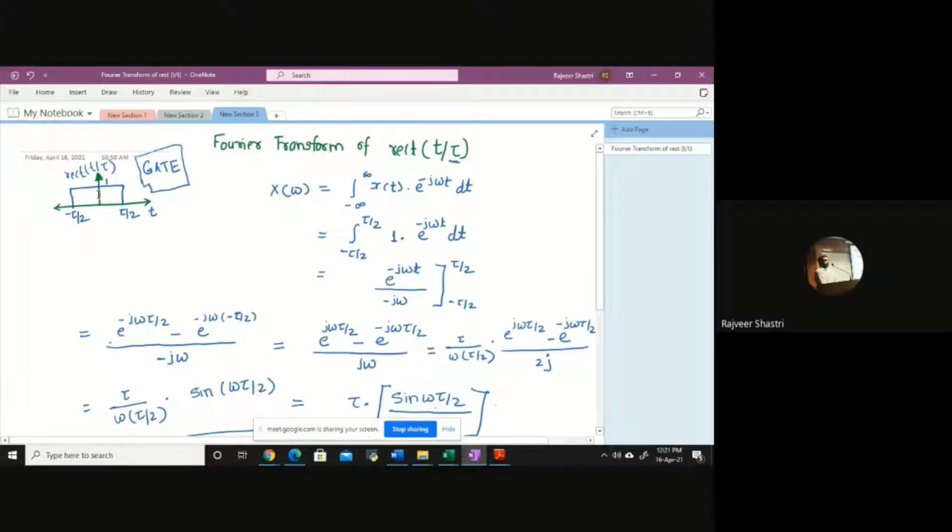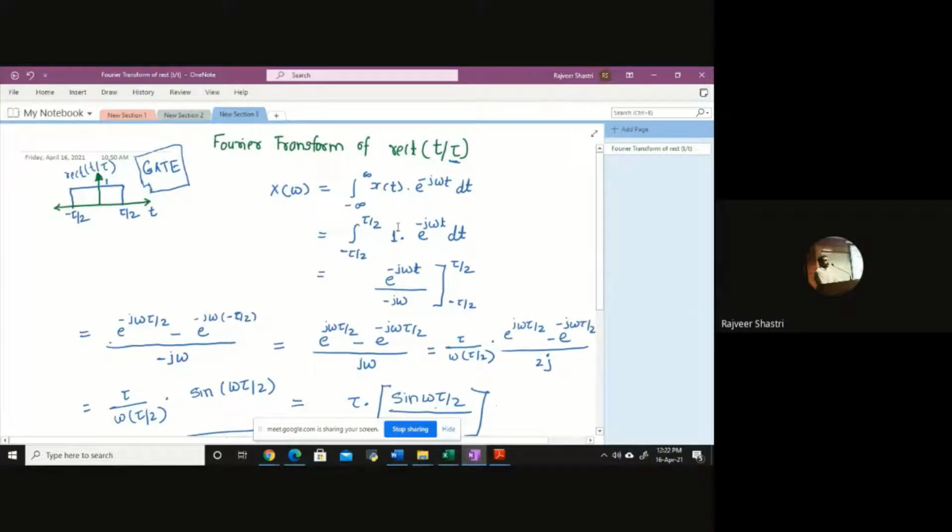So, the Fourier transform of a gate function or a rectangular function. Let's see. Write down the formula for the Fourier transform. X of omega is equal to the integral from minus infinity to infinity of x of t e to the power minus j omega t dt. But this x of t exists only between minus tau by 2 to tau by 2, so I can write the limits of this integration as minus tau by 2 to tau by 2. What is the amplitude of x of t? The amplitude of x of t is 1 within this range. So it is 1 into e to the power minus j omega t dt as it is.